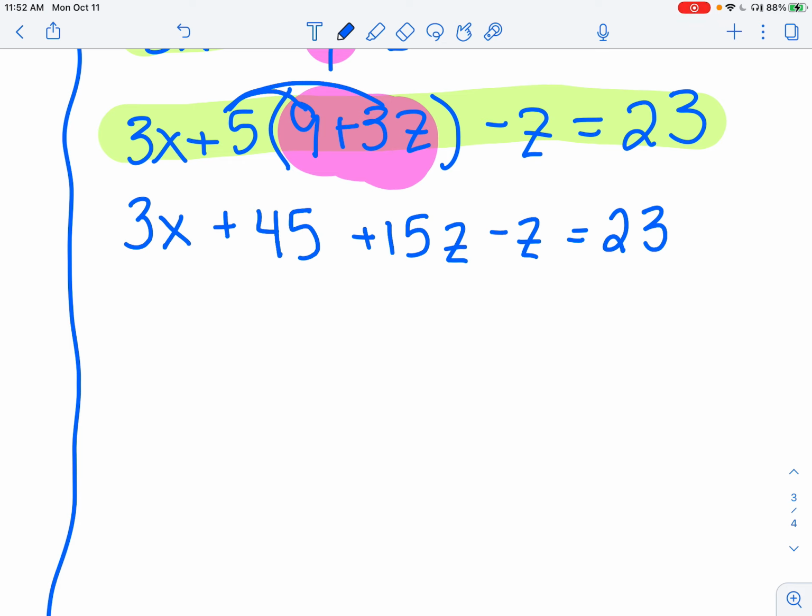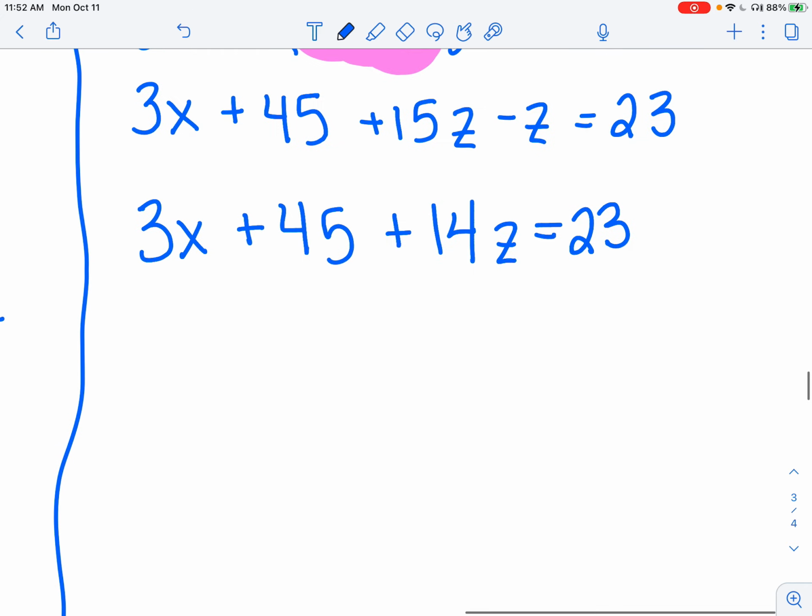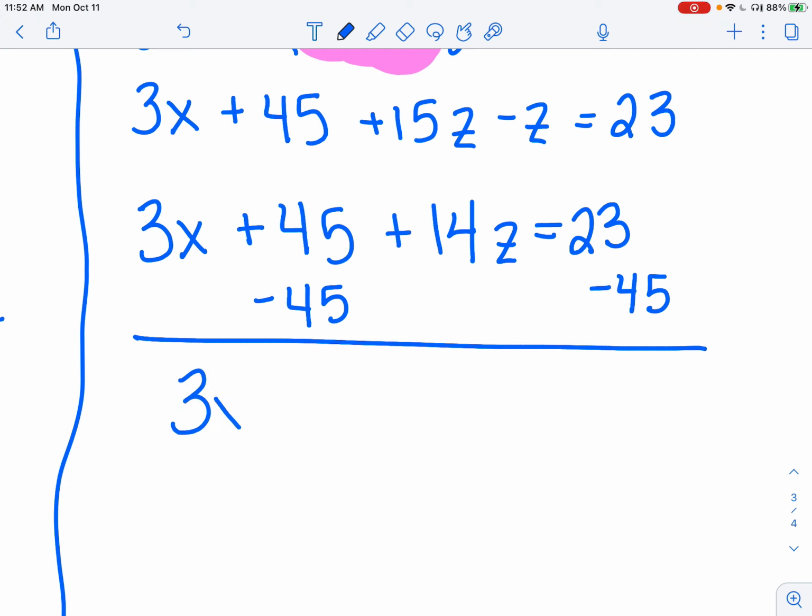Combine your like terms. Let's simplify this. So I see I can make the 15z and the minus 1z into 14z. That's called combining your like terms, simplifying. Now, I don't like where this 45 is, so we're going to subtract it from both sides of the equation. Bring down your 3x. The 45's cancel. Bring down your 14z, bring down your equals, and 23 and negative 45 make negative 22.